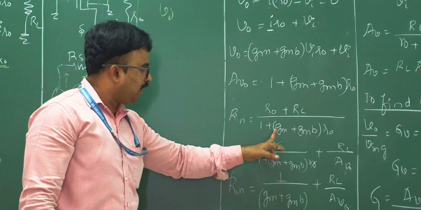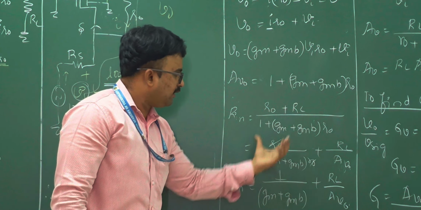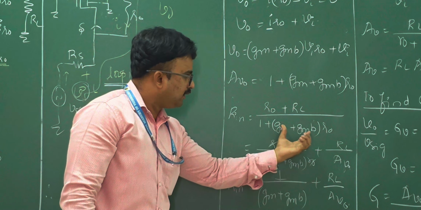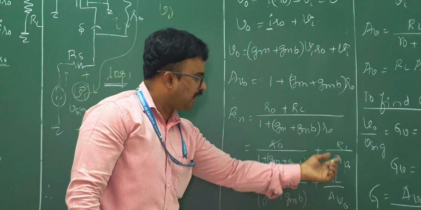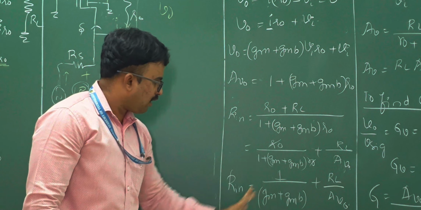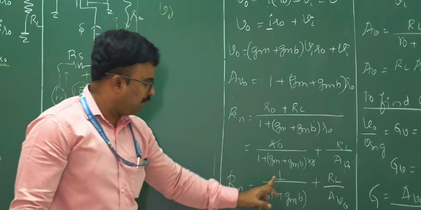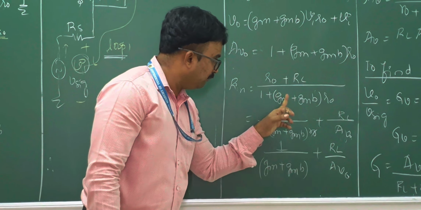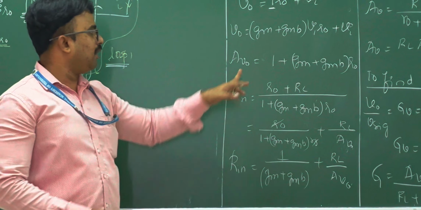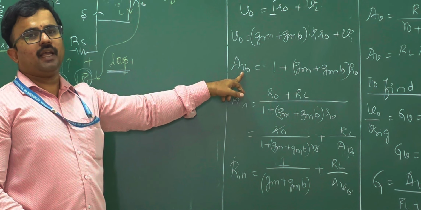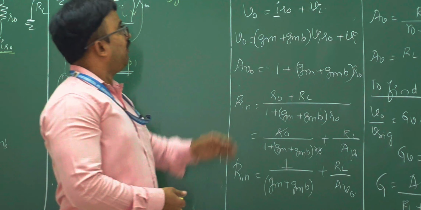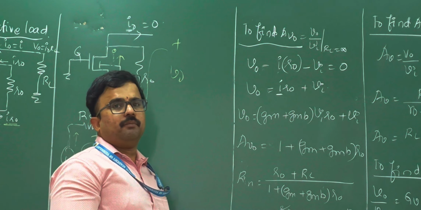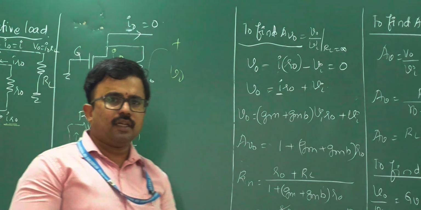That's it. When I simplify this equation, divide R0 by 1 plus (gm plus gmb) into R0, plus RL divided by AV0. So R0 and R0 get cancelled. Rin is nothing but 1 over (gm plus gmb), plus RL divided by 1 plus (gm plus gmb) into R0, which is nothing but AV0. So this is an equation. First we need to find the voltage gain and then express the input impedance. What is the final conclusion?